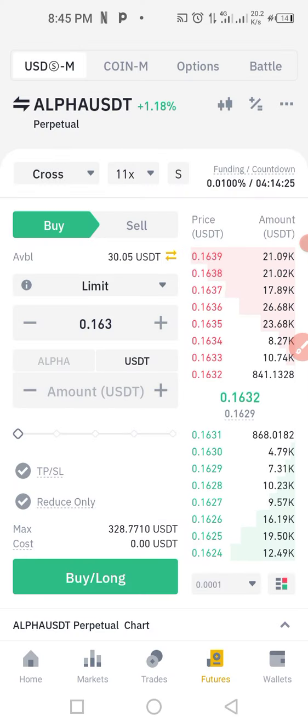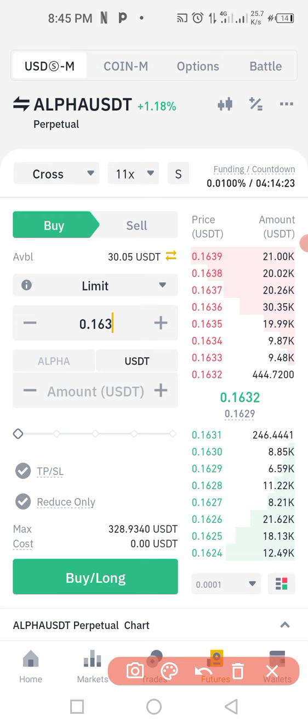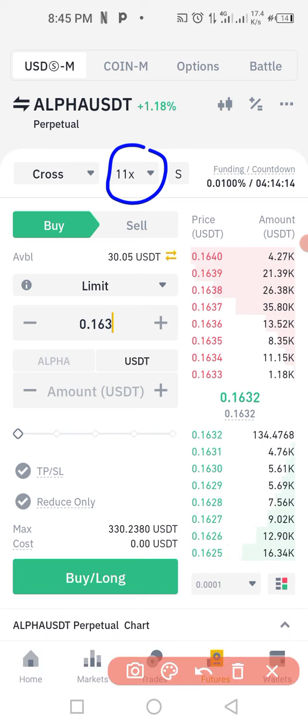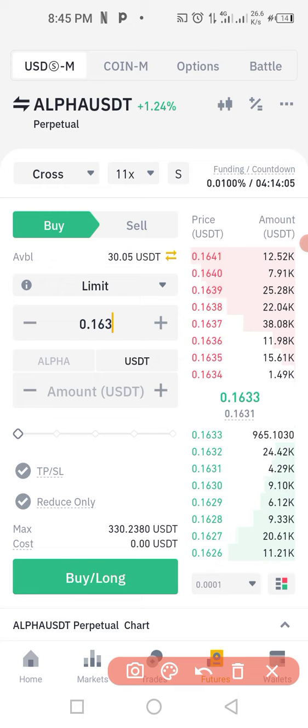Then you see this other one. Let me circle it. This one that has 11x. That is what we call leverage. That's what we call leverage. Leverage means you are trading with an additional fund which is not your own. Now, let's assume that I have $10 in my future trading account, and I want to trade with $1.